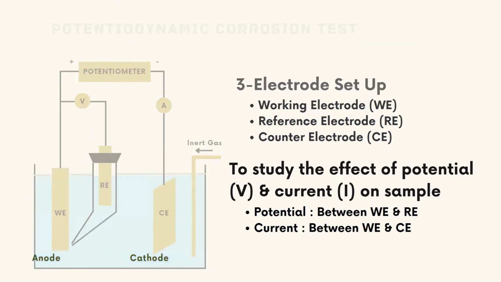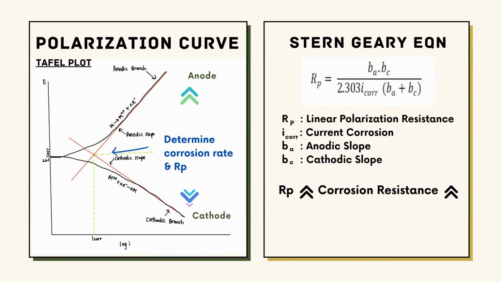In a polarization curve or Tafel plot, the anodic slope is above the corrosion potential and the cathodic slope is below it. The intercept of the two tangents can provide us with a corrosion rate and linear polarization resistance by using the Stern-Geary equation, whereby the greater the polarization resistance, the more resistant towards corrosion.